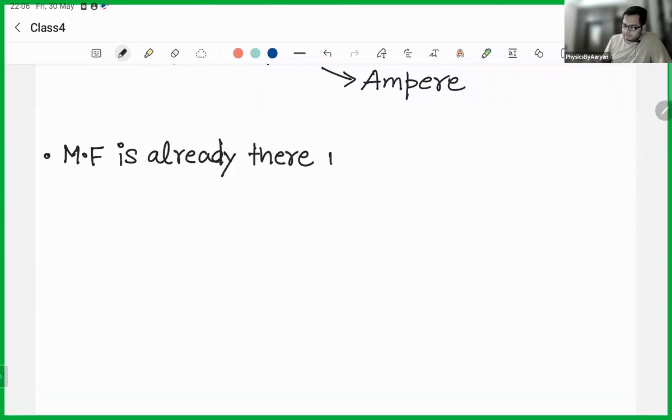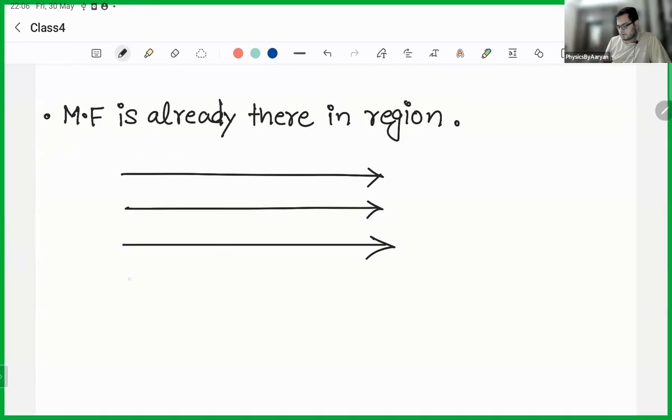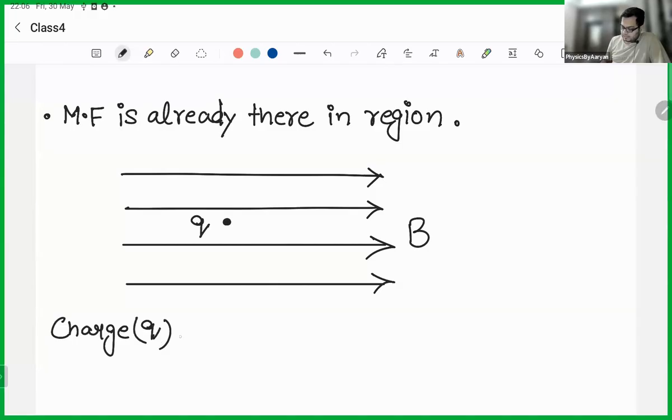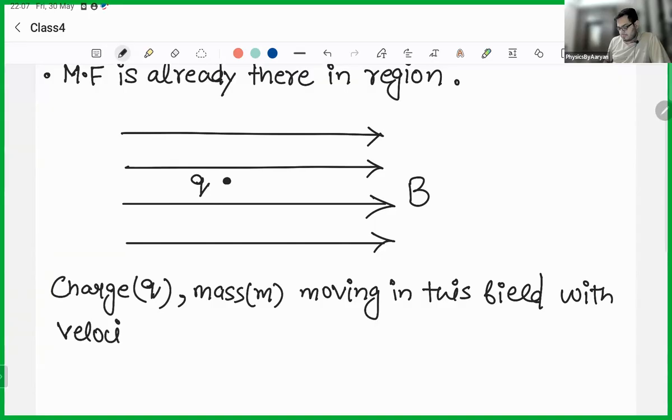In some region, there is some magnetic field. So let's say this is your magnetic field, and in this region the magnetic field is already there. The question I'm going to ask now: if I have some charged particle, with charge Q and mass M, and this charged particle is moving in this field with some velocity v.